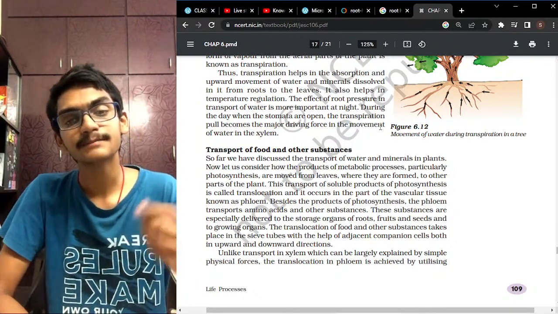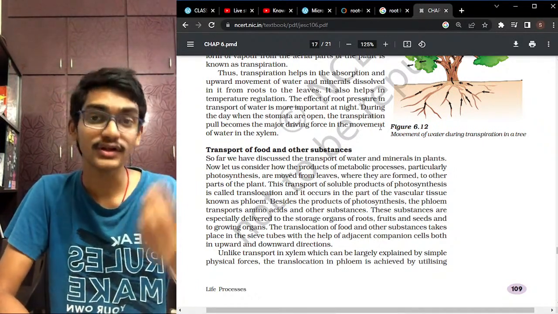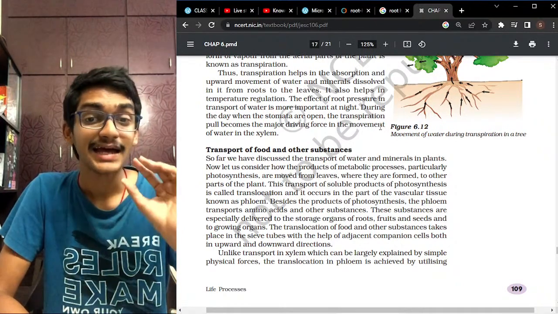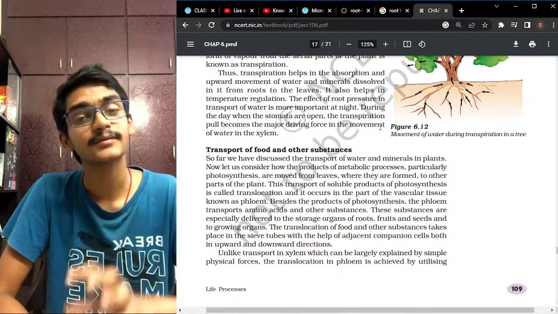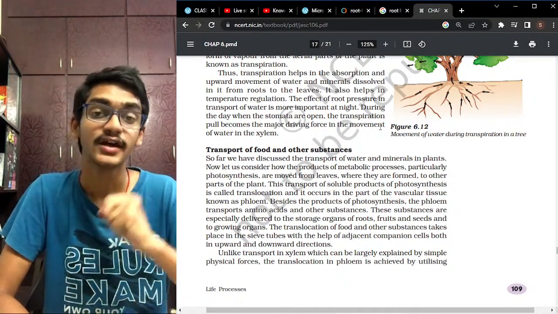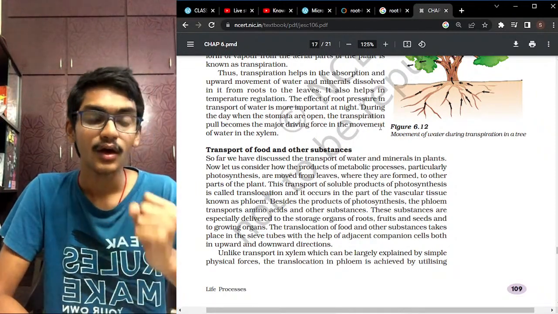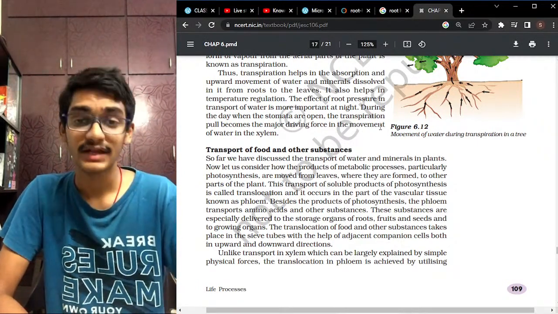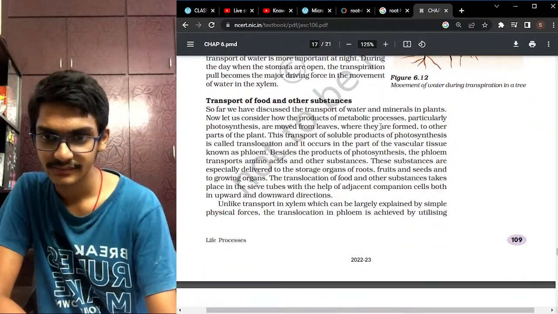Then the food which is prepared during the process of photosynthesis has to be transported to all the different parts of the plant, and this process will use energy. It is an endothermic process where it uses energy in order to transport the food particles to all the different parts of the plant. And as I already told, the sieve tubes and companion cells are very, very important. Now let us try to read this so that we can understand it.